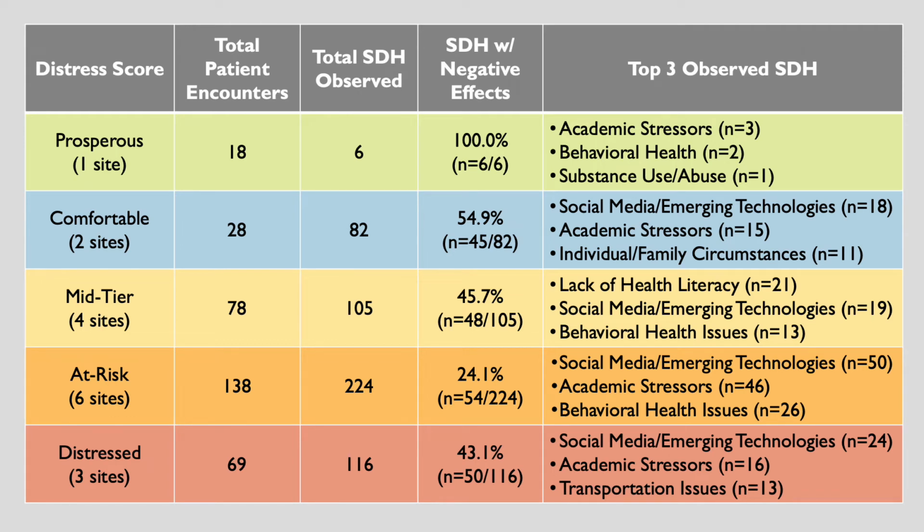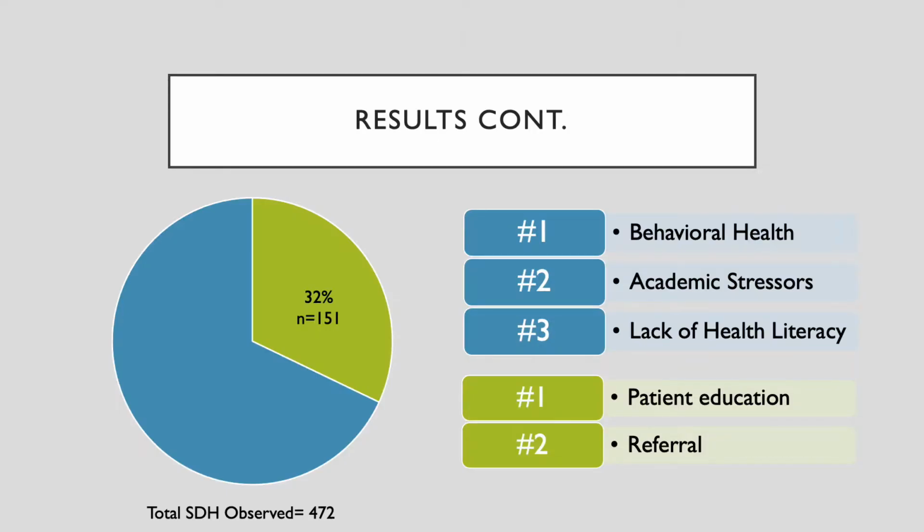1 college and university fell within the prosperous distress group, 2 fell within the comfortable group, 4 were mid-tier, 6 were at risk, and 3 were distressed. Most patient interactions occurred in schools that were in the at-risk category, followed by the mid-tier and distressed categories respectively. It appeared that social determinants of health had similar rates of perceived negative influence across most groups.